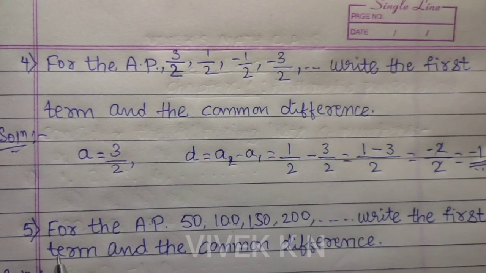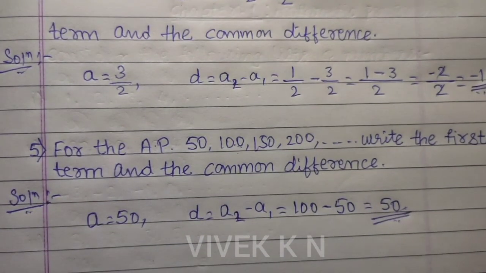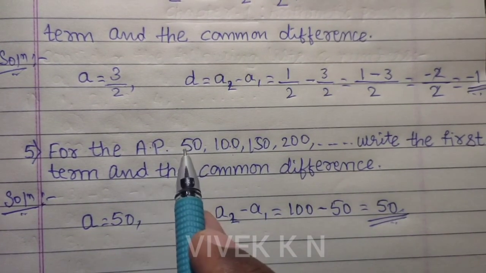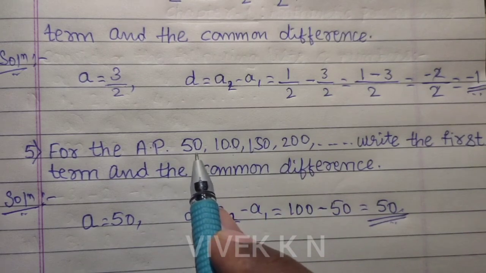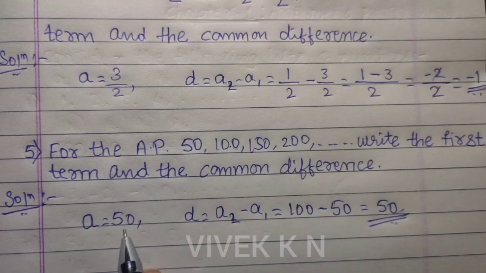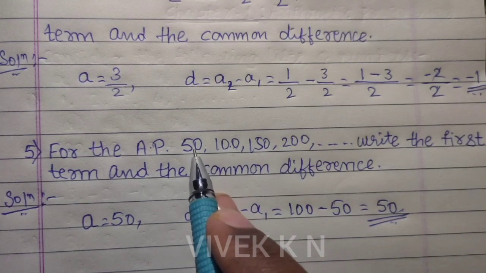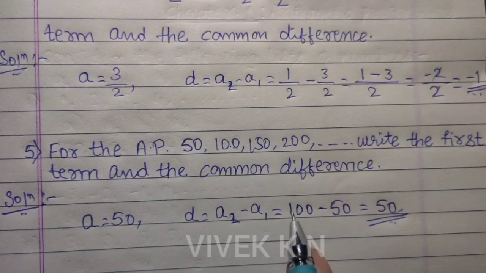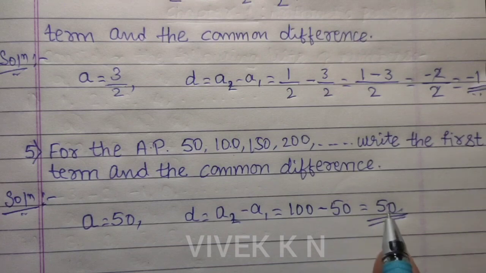Next, let's move to the fifth question. For the AP 50, 100, 150, 200 and so on, write the first term and the common difference. Here in this AP, the first term is 50, that is A equals 50, and the common difference is denoted as small letter d. It is obtained by subtracting the first term from the second term, that is 100 minus 50. 100 minus 50, we get 50. This is the common difference. Thank you.